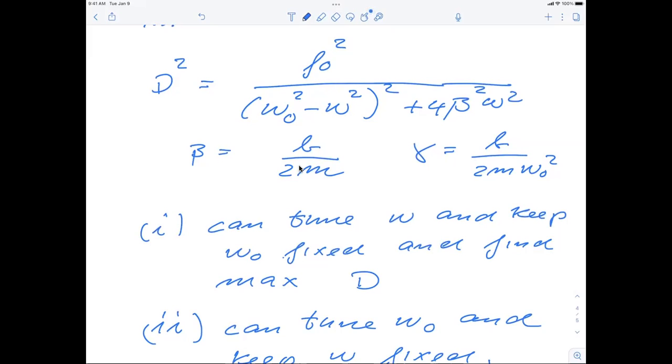So this is the equation which we want to maximize. What happens if my denominator is at its smallest value? Then it maximizes D, right? So instead of maximizing D, I can minimize the denominator. I can simply take the derivative of the denominator, and that's going to give me the frequency which maximizes the value of D.